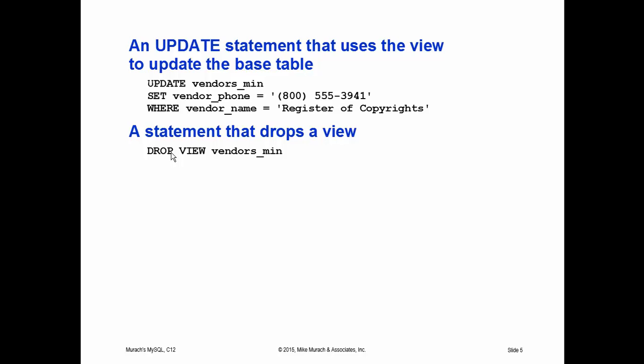An update statement that uses the view to update the table. So update vendors min. Now, views themselves are a picture of typically what's in one or more tables, but we're saying update vendors min, set the phone number equal to this, where the phone number equals that. So notice what it says though. We're using the view, but using the view, we're actually updating the underlying table. All right, there's another reason that you might want to use these.